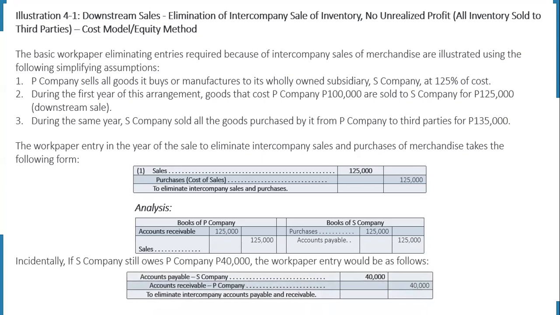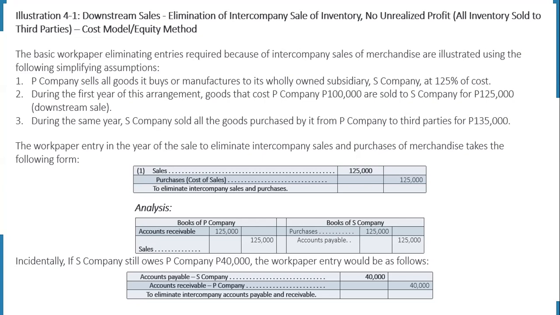We debit initially in the books of P Company, debit to accounts receivable or cash, and credit to sales. Now, in the books of S Company, debit to purchases and credit to accounts payable. Now, incidentally, if S Company still owes P Company 40,000, now this is the assumption, the work paper entry would be as follows. Here, the debit is accounts payable S Company 40,000 and credit accounts receivable P Company for 40,000.